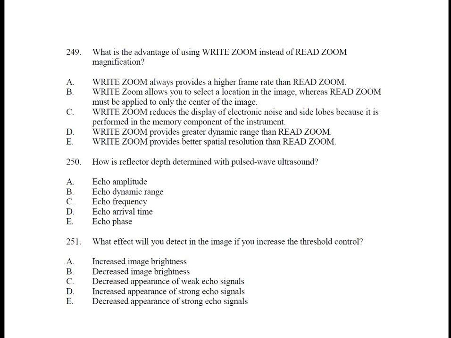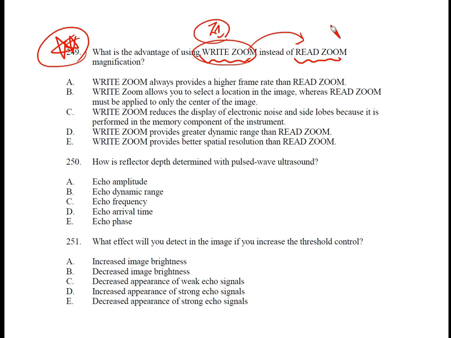Now let's move on and look at question number 249. This question is related to pre-processing and post-processing. I can also emphasize that this is a pattern that is always included in the exam. Here we have write zoom and read zoom. To explain it simply, I mentioned that you read first and then write. So you read first, and post-processing, read zoom, refers to the reading process. Here, the question is asking what advantages write zoom has over read zoom in terms of magnification.